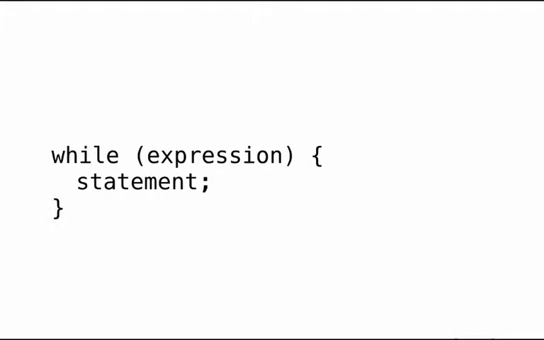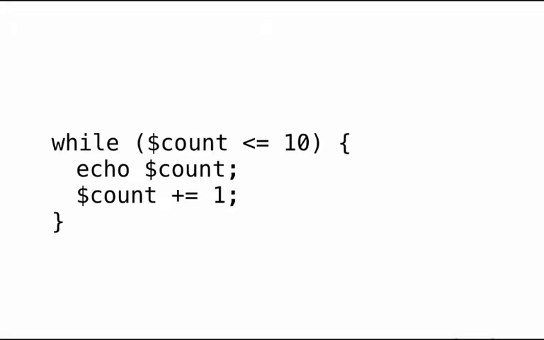Let me give you an example. So let's say that we have while the variable count is less than or equal to 10. So as long as that's true, as long as count is less than or equal to 10, we're going to echo the count and then add 1 to it. Then we'll go back to the top and it'll check again. Is count less than or equal to 10? And if it is, it will echo the count and then add 1 to the count and go back to the top again.